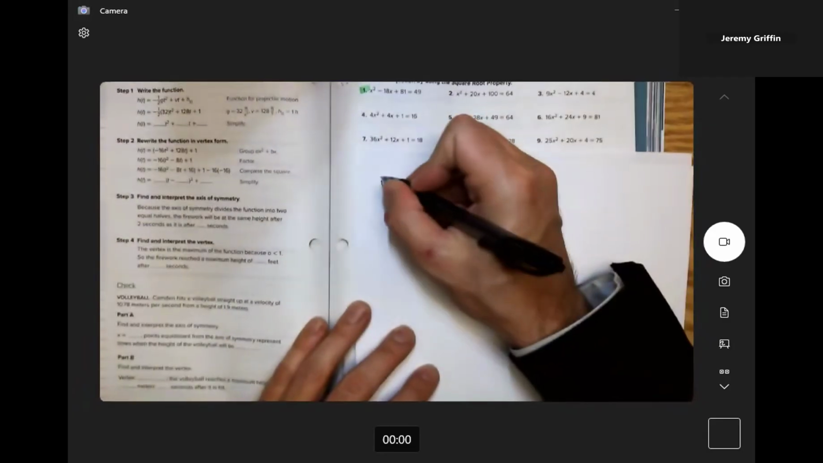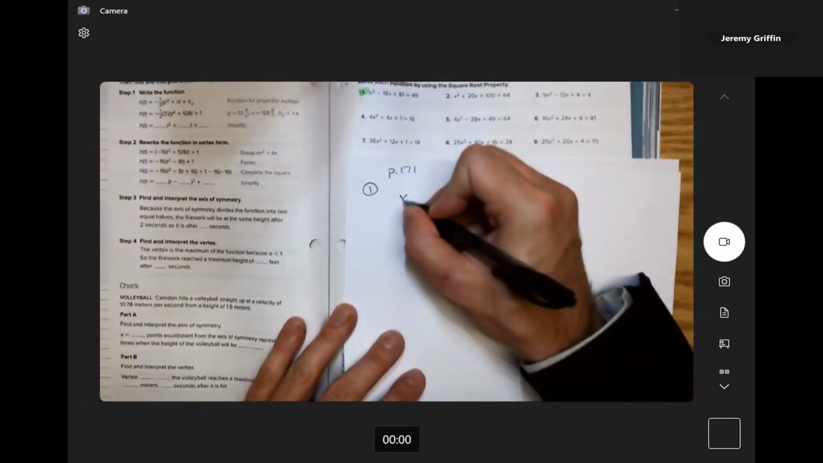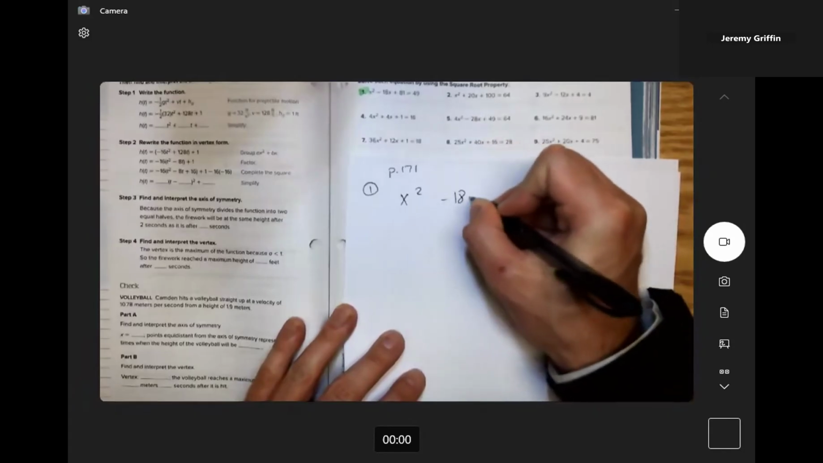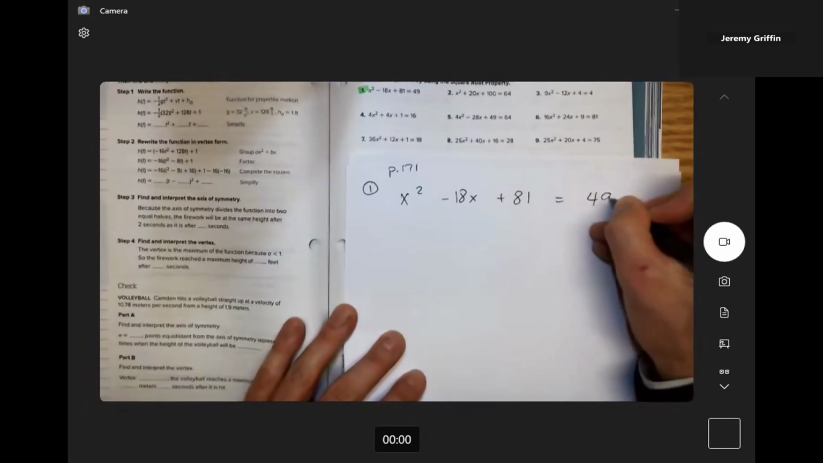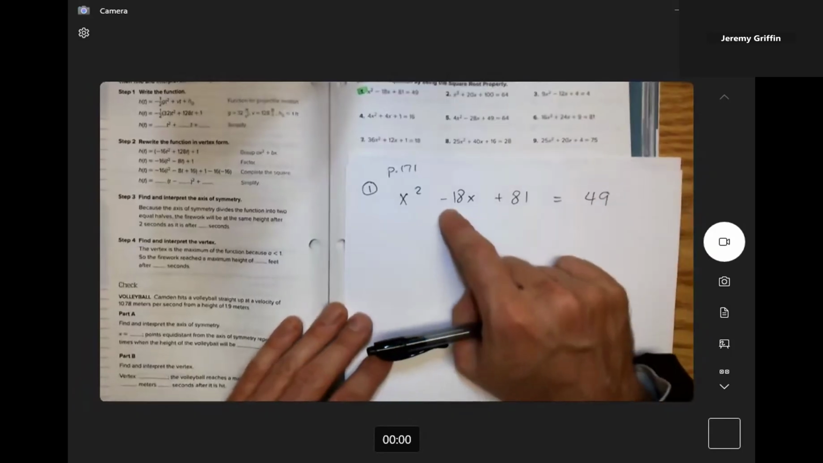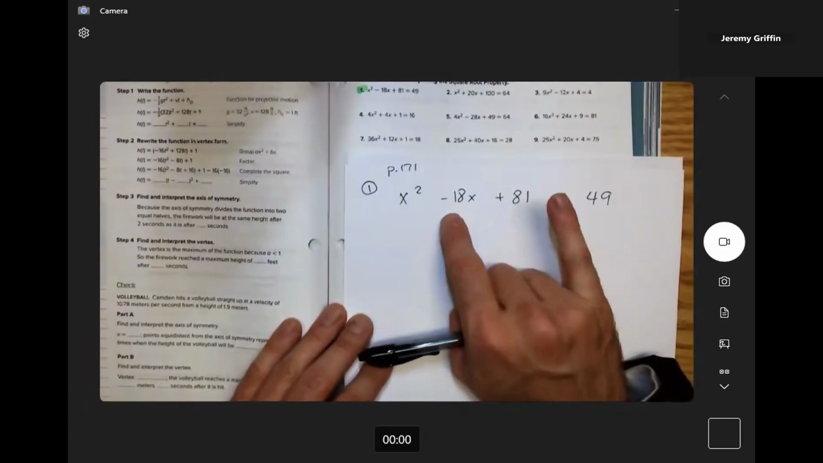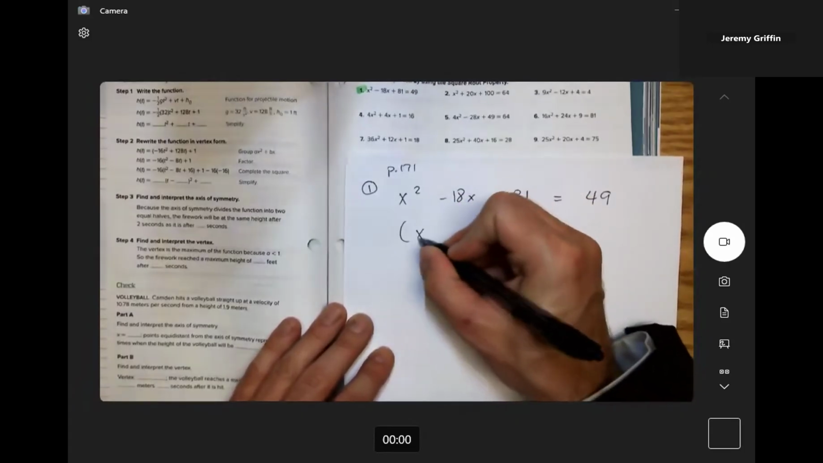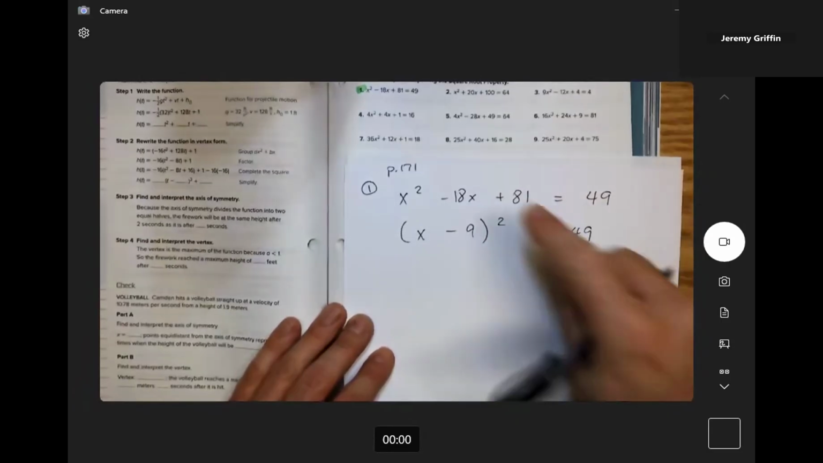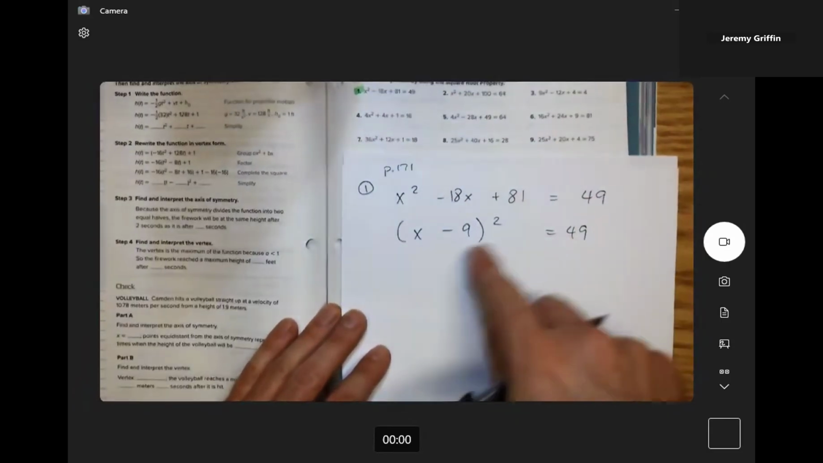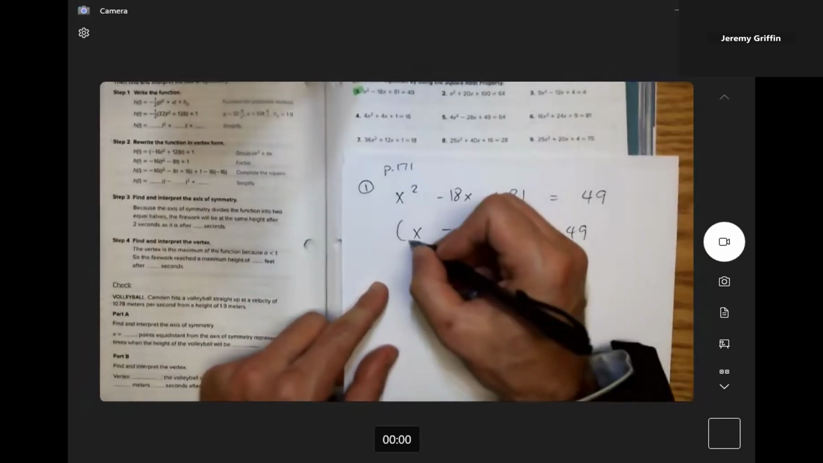And so number 1 on page 171. So I got x squared minus 18x plus 81 equals 49. Okay, this looks like going back to the beginning. They're trying to help you out. Half of -18 is -9. -9 squared is 81. So you can just right away say x minus 9 quantity squared is 49. Okay, it says solve each equation. So that's the first step. But after that, you can go ahead and solve for x.